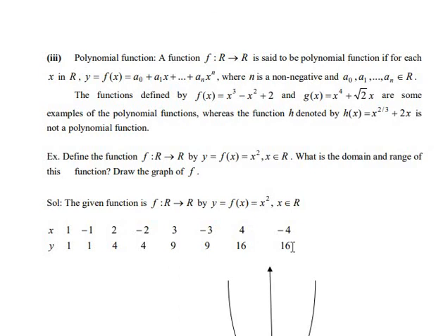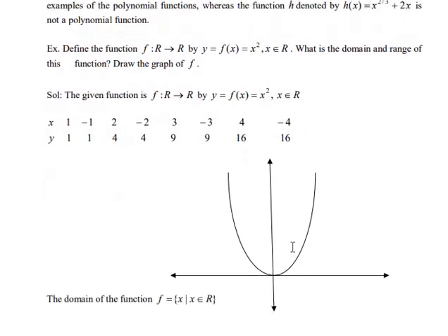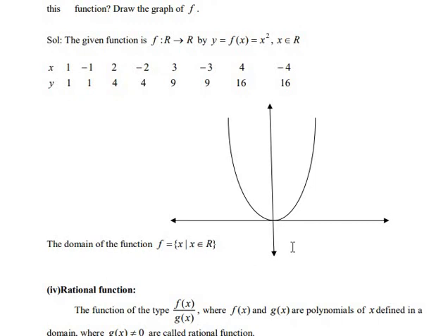Now you can take as many values as you want. Here I have taken this many values. So if you plot these values, along the x-axis the values of x, along the y-axis the values of y, you will get this graph. So this graph, this is a parabola which represents the graph of f of x equals x squared, where x belongs to capital R.